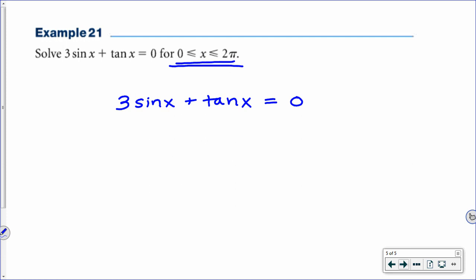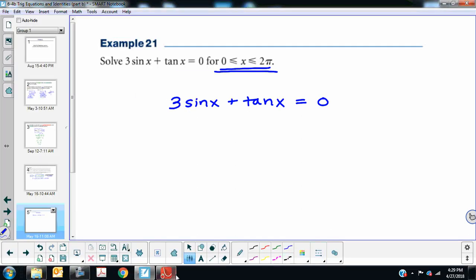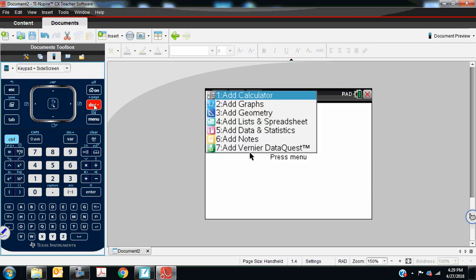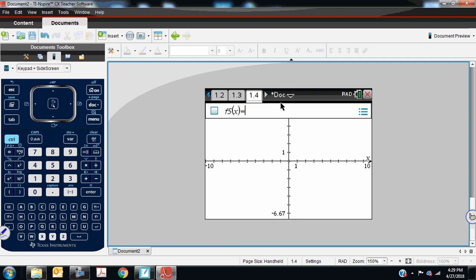Because we're changing our graphing angle to radians, the x-axis is in radians on these functions. So we're going to create this graph 3 sine x plus tan x and look for where it hits 0. We don't have to graph 0 as a separate function because it's already the x-axis, so we just need to look for zeros. So I'm going to add a new graph to my document.